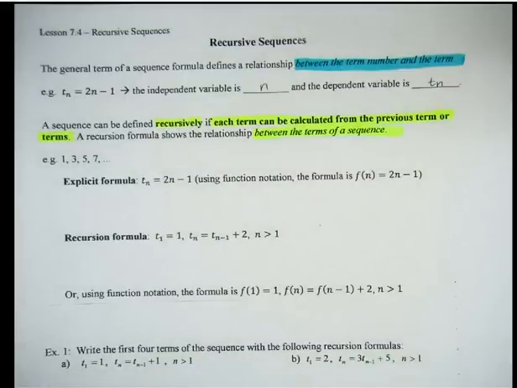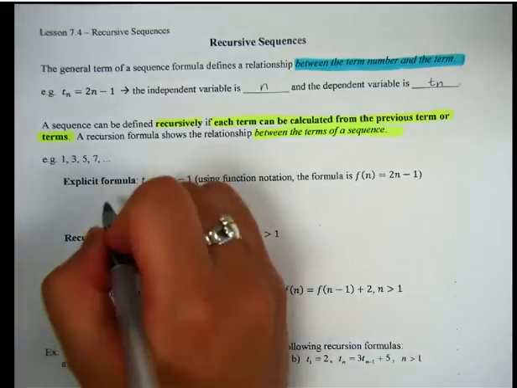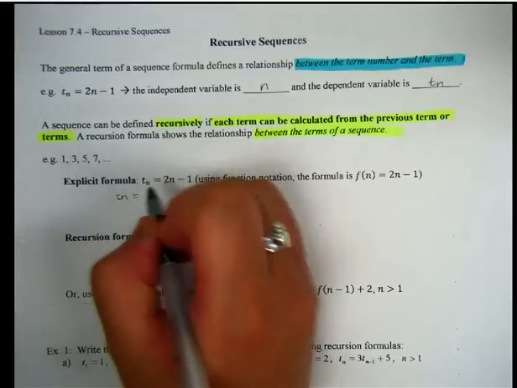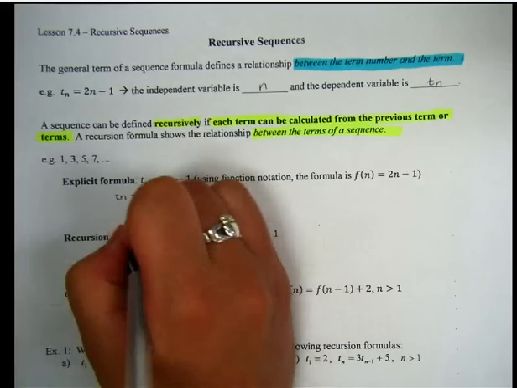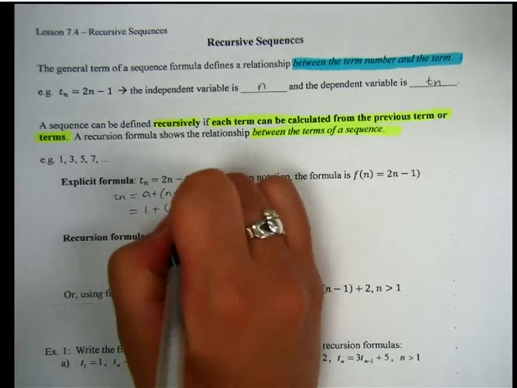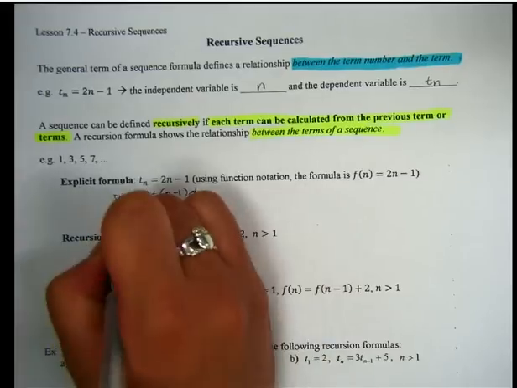So in this example, 1, 3, 5, 7, we've covered this before. The explicit formula is 2n minus 1, or if you want to use function notation, f of n equals 2n minus 1. And we get that by using the general form or general term of an arithmetic sequence. Plug in 1 for a, plug in 2 for d, simplify, and that's how we get 2n minus 1.